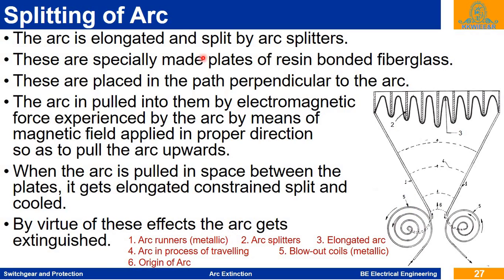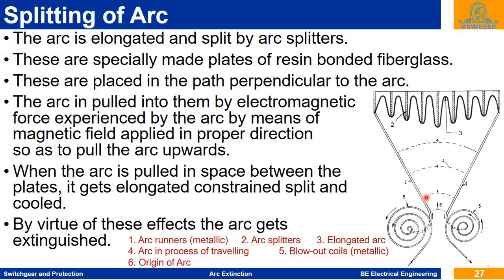Second method, splitting of arc. The arc is elongated and split by the arc splitter. Here this is the arc, and these dashed lines indicate the arc splitter. These arc splitters are made of resin bonded fiberglass so that they can withstand the higher temperature of the arc. They are placed in the path perpendicular to the arc, so when the arc moves in the upward direction, the plates and the small area of this plate are perpendicular to the arc.